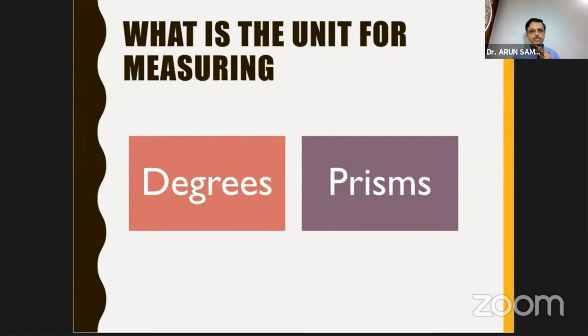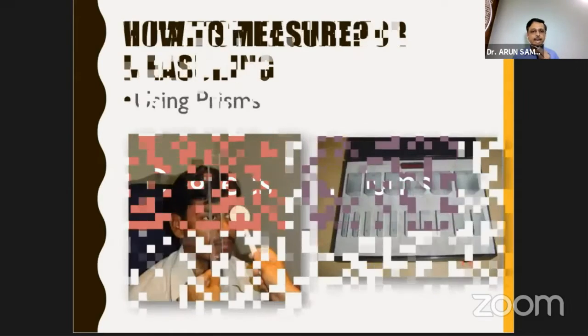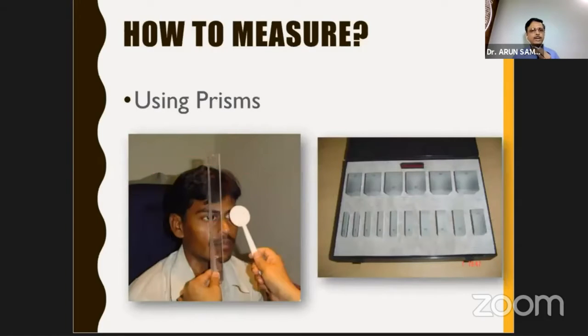So what is the unit for measuring the strabismus? We measure it in two units, degrees and prisms. 1 degree is approximately equal to 2.5 prism diopters, but it can change as the angle increases. Suppose it's a 45-degree strabismus, then 1 degree may be equal to 5 prism diopters. So that's why it's not very accurate, and that's why we rely more on the prisms to measure the deviation.